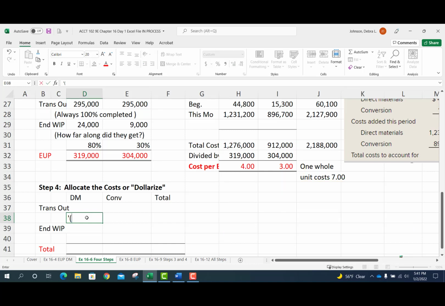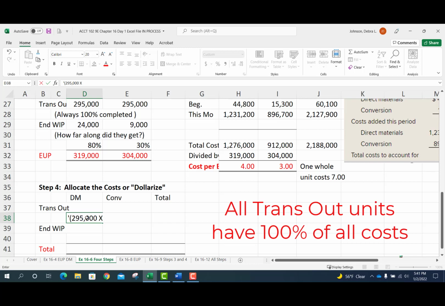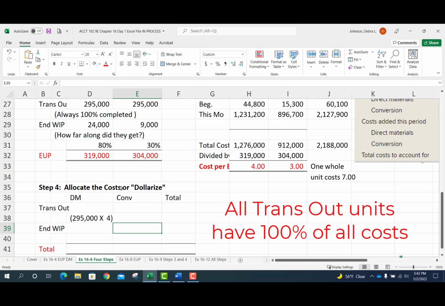Our first layer is transferred out. All 295,000 units, as shown in step 2, was costed out at $4 a unit. That was for materials. And all 295,000 units in the transferred out layer also got conversion costs of $3 per unit. Right now I want you to focus on the logic, and we'll do the calculation in a minute.